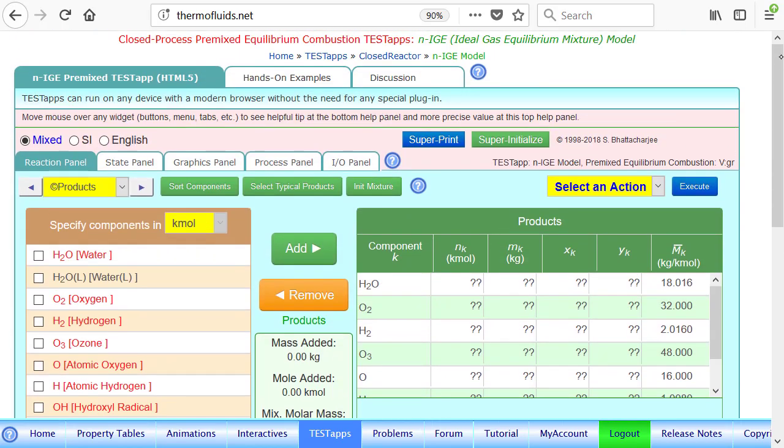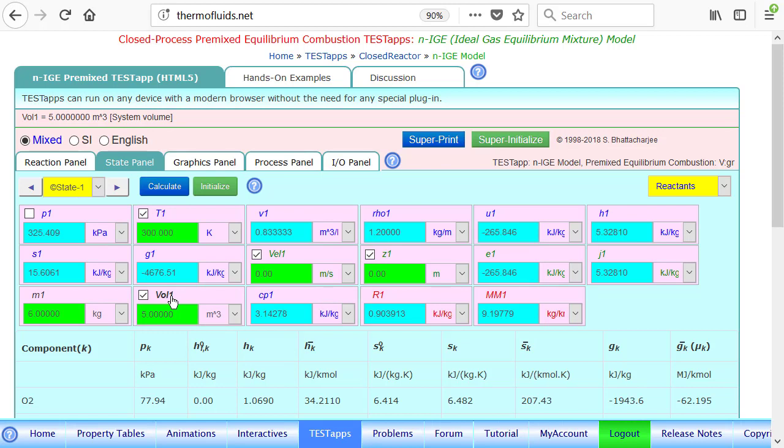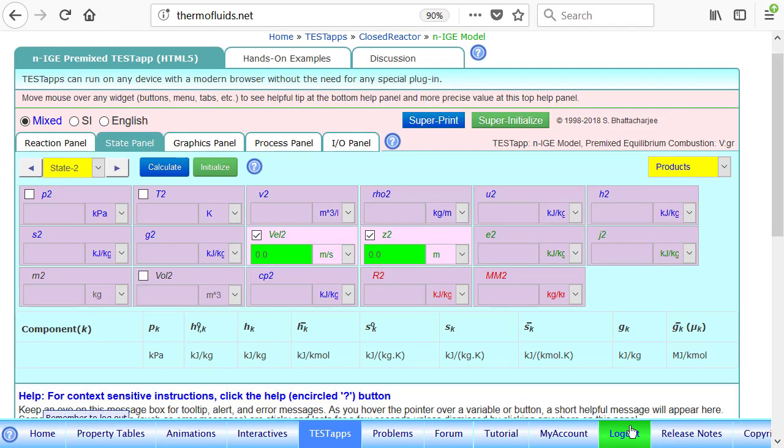So what we do now, we go to the state panel, and what is given is 300 Kelvin. The reactants are at 300 Kelvin, and 5 meter cube is the volume of the tank, I believe, and that should complete the calculation of the reactant. So 325 kPa is the pressure of the reactant. Okay, state 1 was simple.